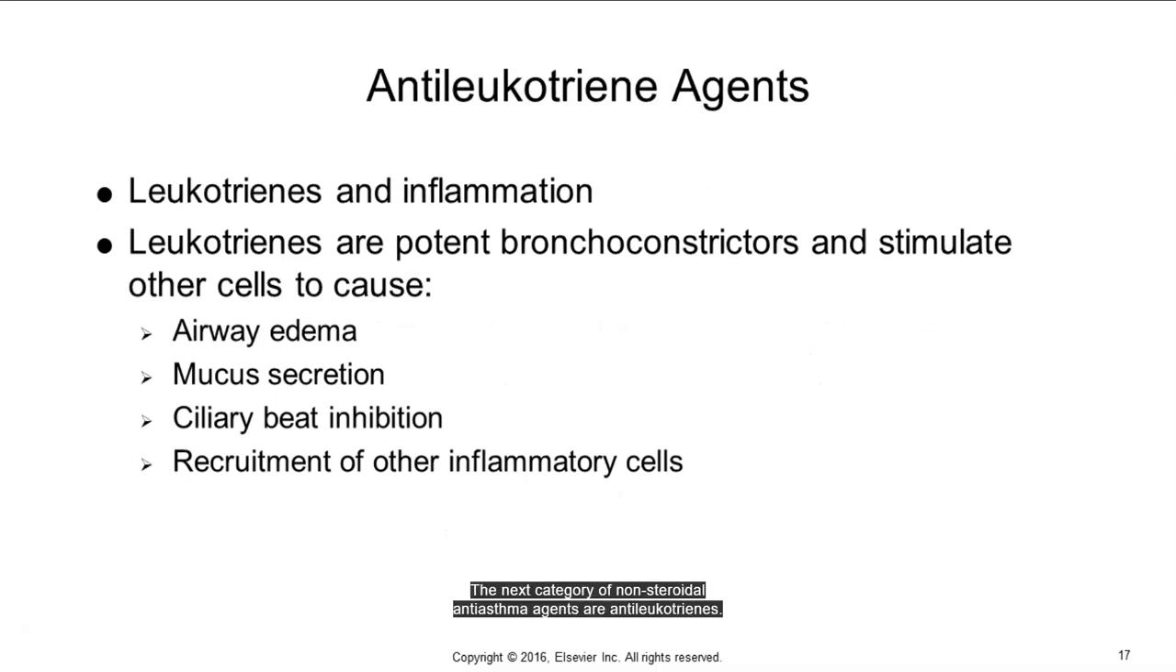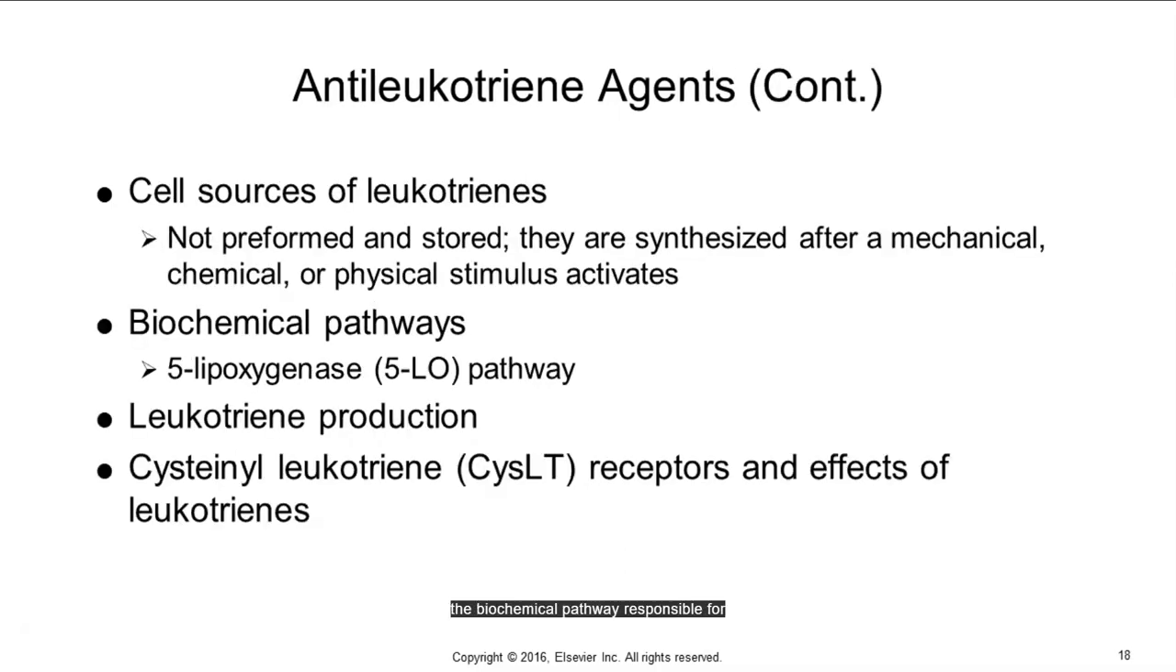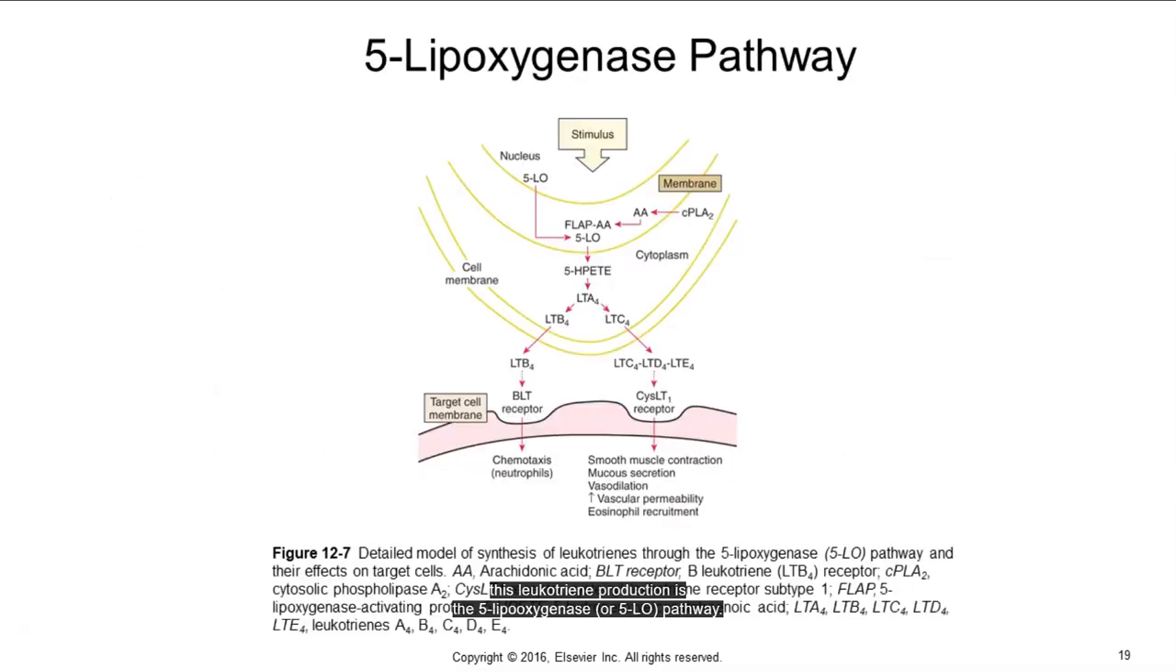The next category of nonsteroidal anti-asthma agents are anti-leukotrienes. When the mast cell bursts and spills leukotrienes, the reaction in the bronchi is edema, increased secretions, loss of ciliary activity, and recruitment of other inflammatory cells. The biochemical pathway responsible for this leukotriene production is the 5-lipoxygenase, or 5-LO, pathway. Within the anti-leukotriene agents, we have those that inhibit this 5-LO pathway, those that are leukotriene receptor antagonists, and monoclonal antibodies. We will discuss each in the following slides.